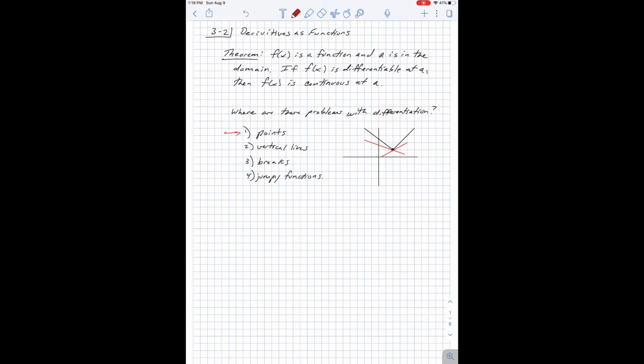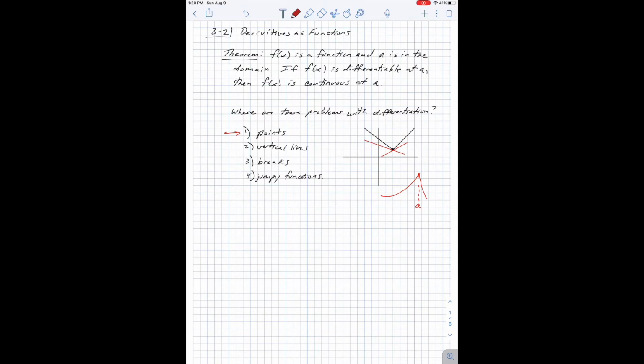Pointy places on the graph. So if you've got a graph that comes up to a point, let me draw that better. If it comes up to a point like this and then drops down, this is not going to be differentiable at this value right there, whatever that is. The rest of it is, but just that point is not differentiable.